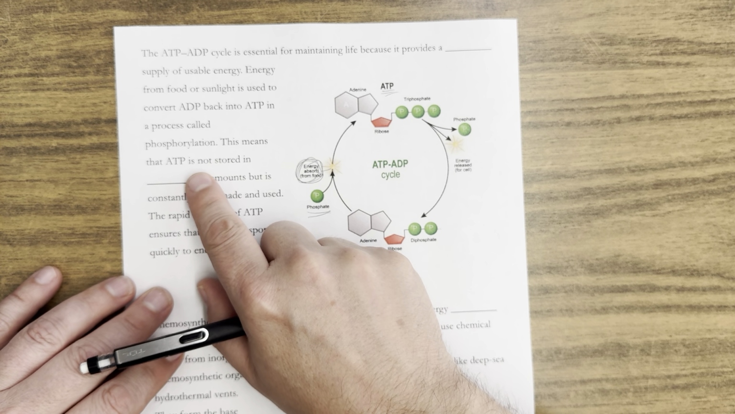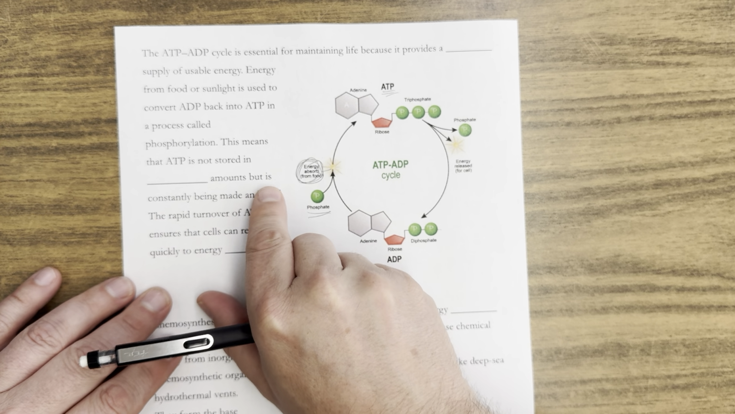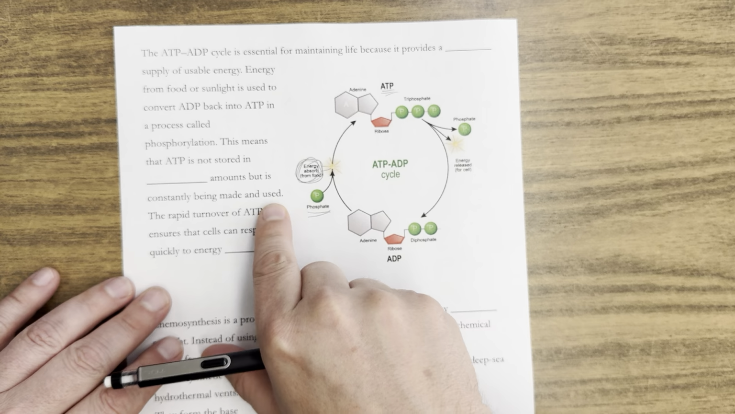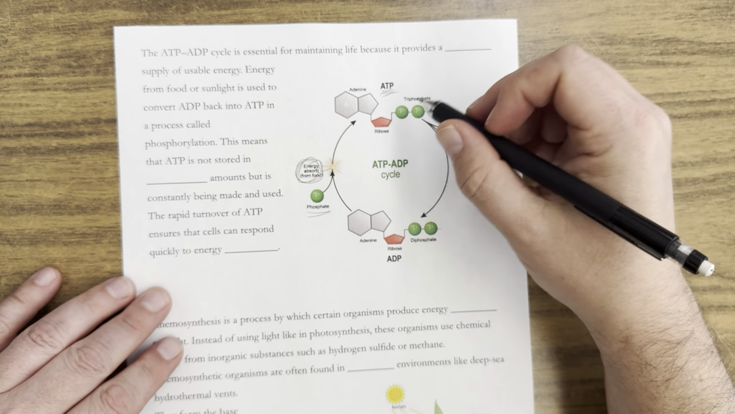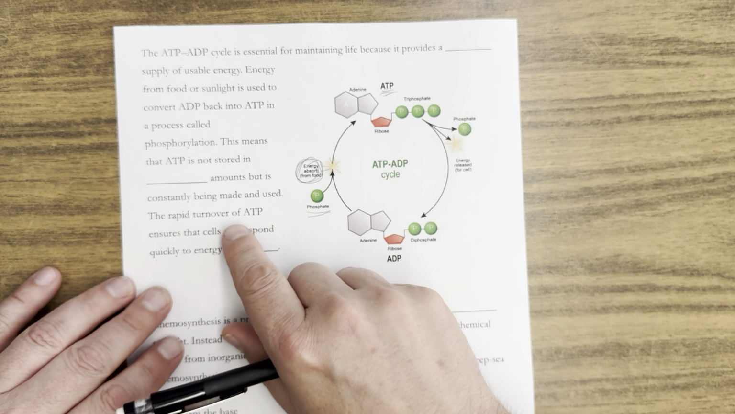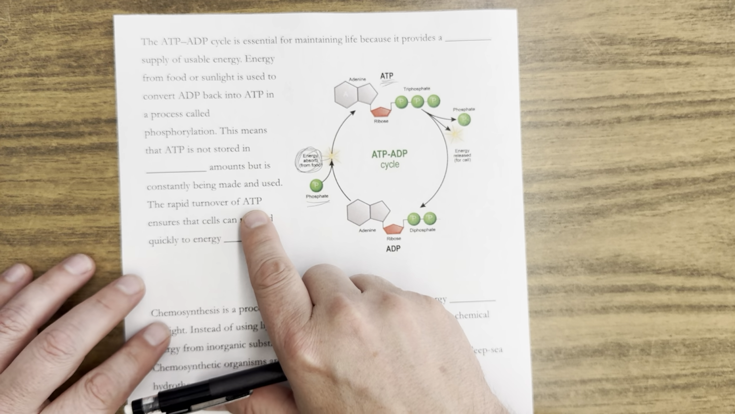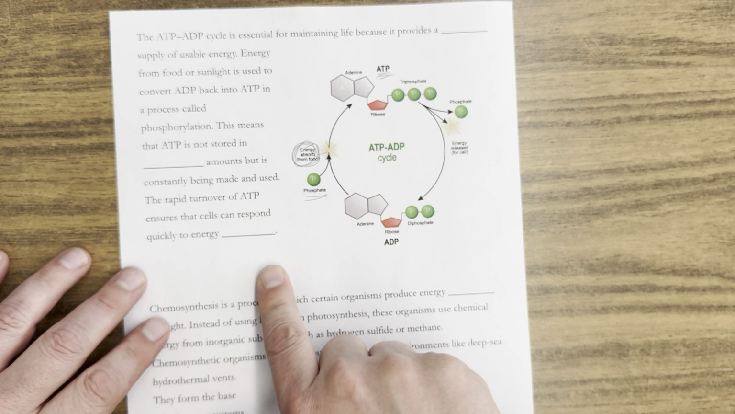This means that ATP is not stored in large amounts, but is constantly being made and used. So as soon as this ATP is made, it's used again. And then it goes back to being recycled and then used again and again and again. The rapid turnover of ATP ensures that cells can respond quickly to energy demands.